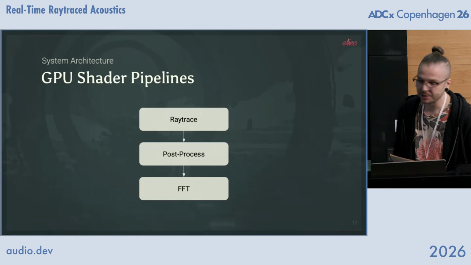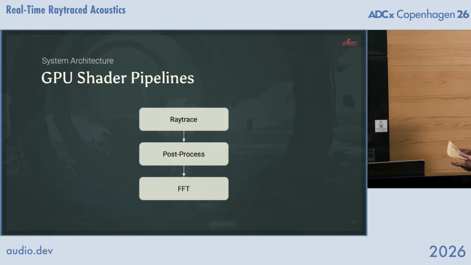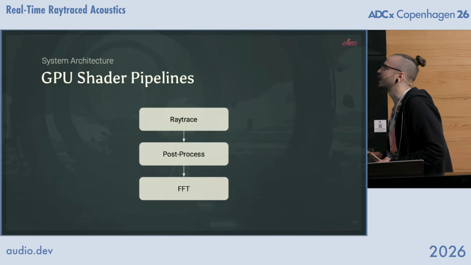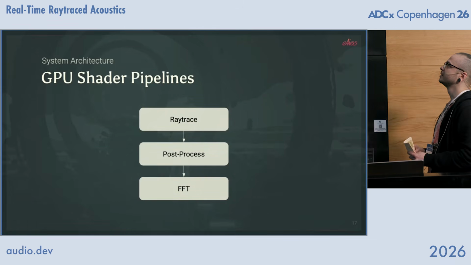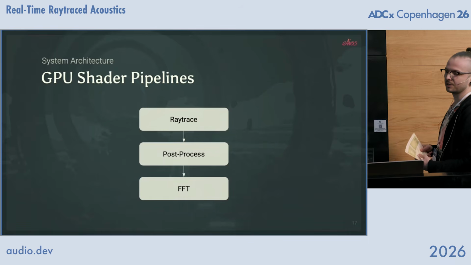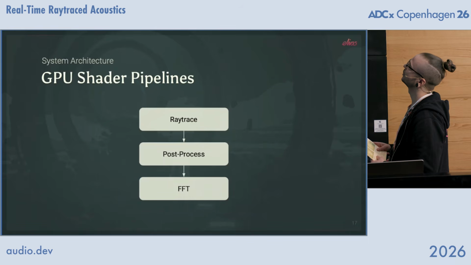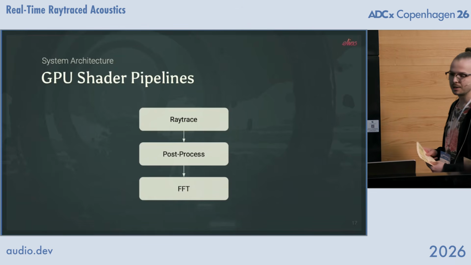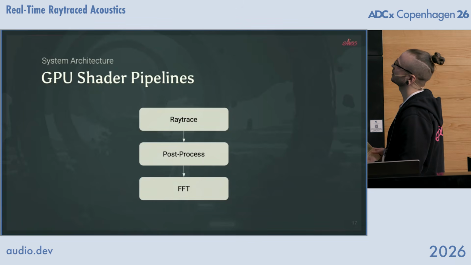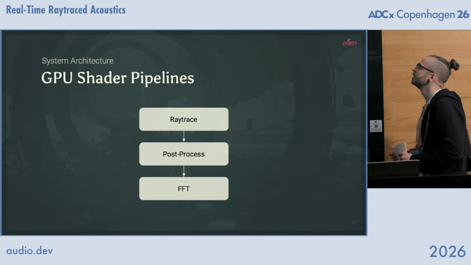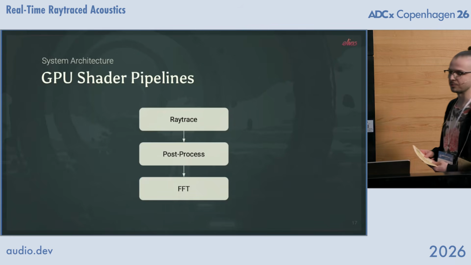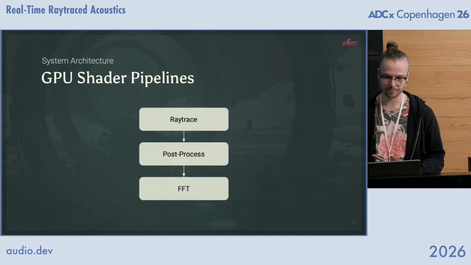So let's zoom in a bit on what we actually do on the GPU side. The work on the GPU is structured as a sequence of shader passes. First we ray trace the scene to build up an impulse response. And then we post-process that impulse response to shape it to what we want it to sound like. And then we prepare it for real-time convolution by transforming it into the frequency domain with the fast Fourier transform.